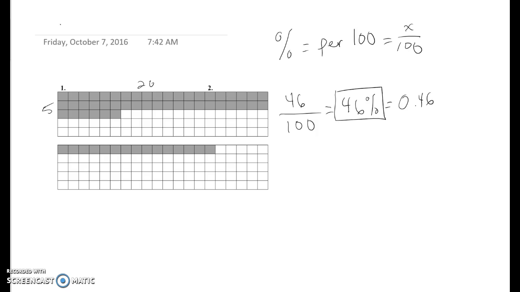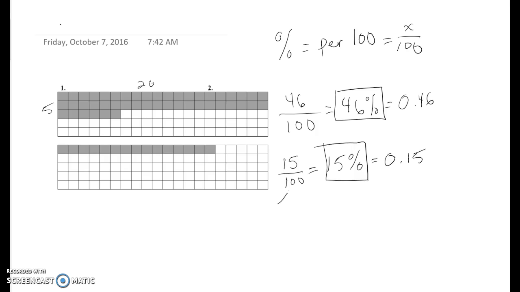Okay? This number 2 is the same. It's out of 100. So all you have to do is count how many shaded there are. And it looks like there's 1, 2, 3, 4, 5 that aren't shaded up top. So that means 15 of those are shaded, and that equals 15%. Or, as a decimal, 0.15. And that's all you have to do for those.